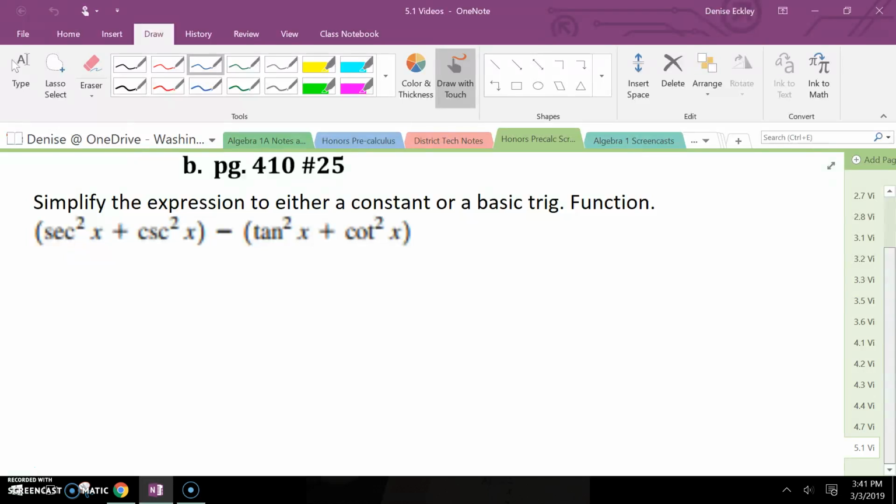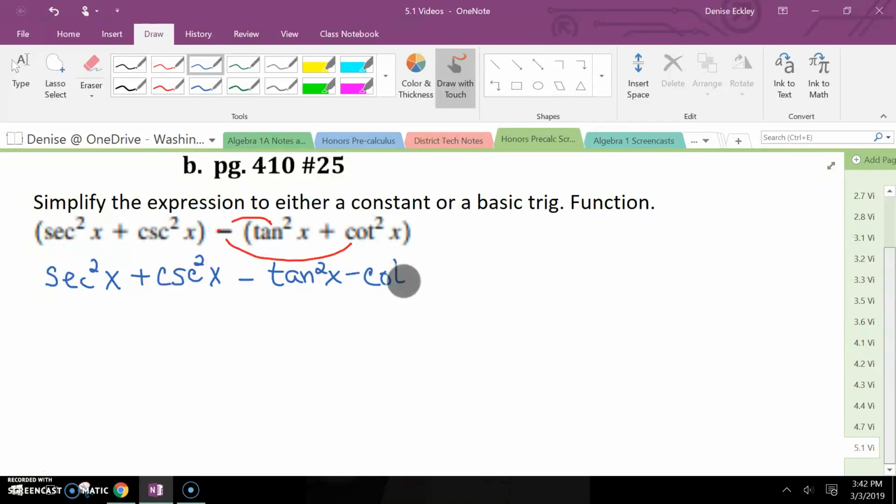So in order to do that, I'm going to have to distribute the negative sign to both the tangent squared x and the cotangent squared x. And when I do that, the first two terms stay together. Well, they don't have to stay together, but they stay exactly the same. Cosecant squared x plus secant squared x. Now we have a minus tangent squared x and a minus cotangent squared x. Now what we can do is rearrange them and put them together according to their Pythagorean identities.